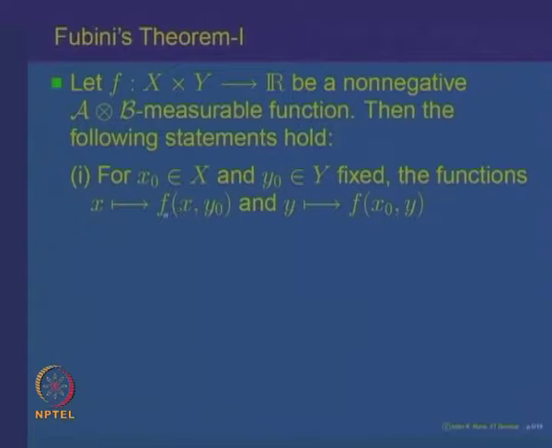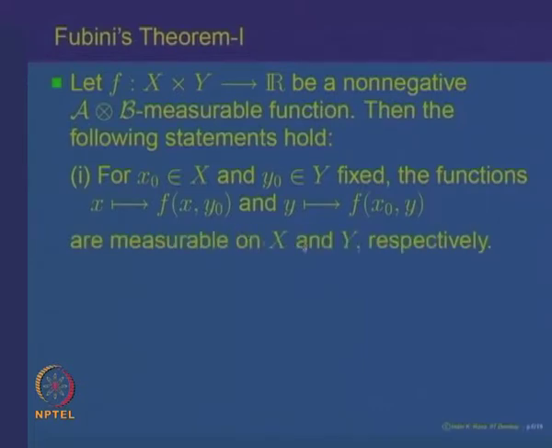So, for the function f of x y, either you fix the variable y at y 0, or you fix the variable x at x 0 and treat it as a function of one variable only, then these functions are measurable on x and y respectively. So, what we are saying is that for a function of two variables, if it is measurable with respect to the product sigma algebra, then fixing either of the variables gives you a function of the other one variable, which is measurable on the corresponding spaces with respect to the corresponding sigma algebras.